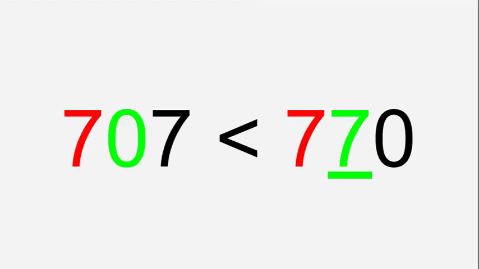Next, we are comparing 707 and 770. Both of these numbers have 7s and a 0, but pay close attention to the place values. Which number is bigger? Both of these numbers have 3 digits, and they both have 7s in the hundreds place value. So that means we will look at the tens place value. 0 is less than 7, so 707 is less than 770. Check your work.